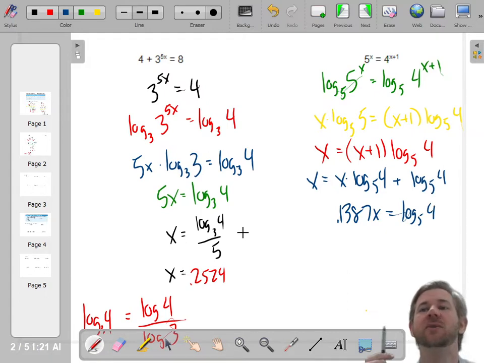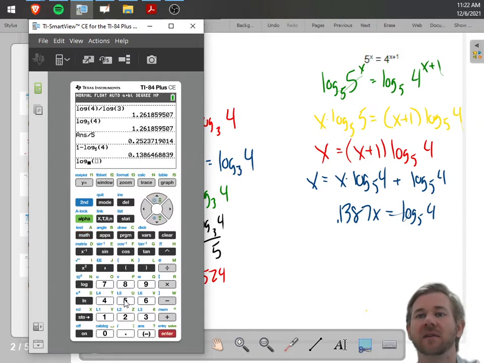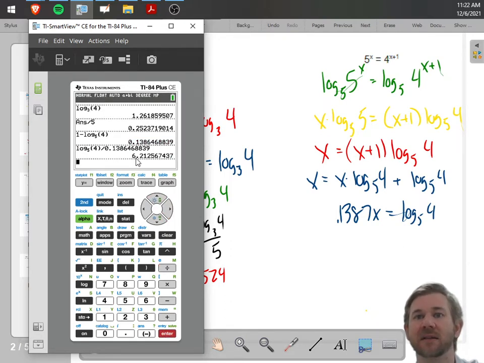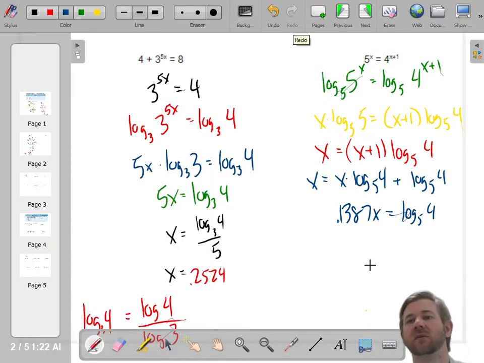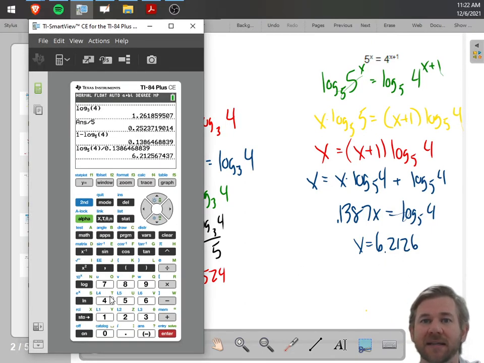Which means to get x by itself, I need to divide. So I'm going to take the base 5 log of 4 and divide by this decimal, 0.1386, and I get 6.2126. x equals 6.2126. Now I'm definitely going to check that one because it's messy, and that's about as tricky as they get.